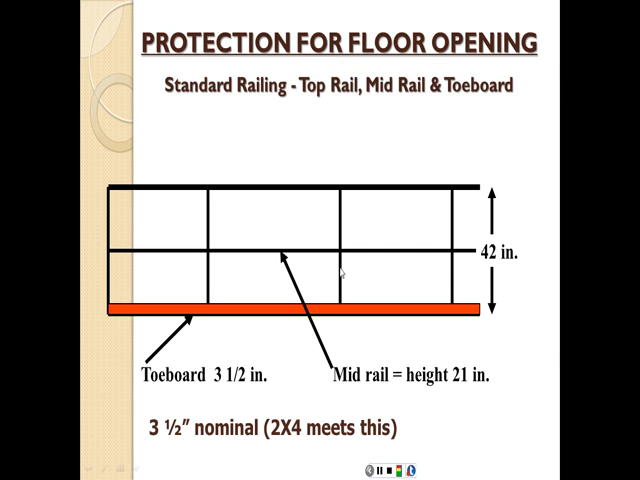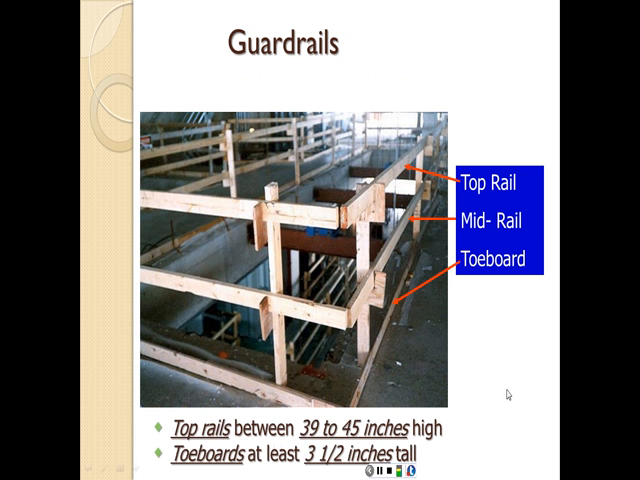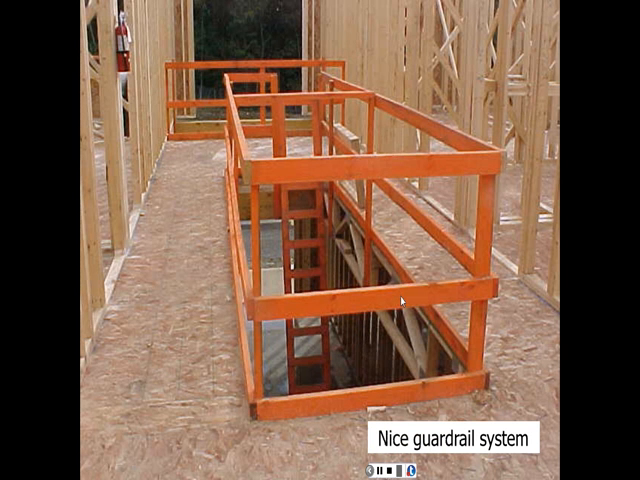And this is an example here. So the toe board is 3.5 inches, which is a 2x4. The mid rail height is 21 inches. And the top rail is going to be 42 inches. So here we have, for example, a guardrail that's properly installed. It seems to be strong enough to resist the 200 pounds. It's all around the opening, and it has the top rail, it has the mid rail, and it has the toe board. So this is very well constructed.